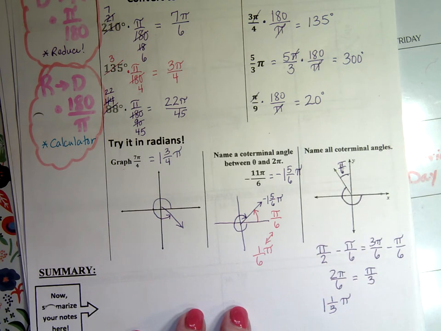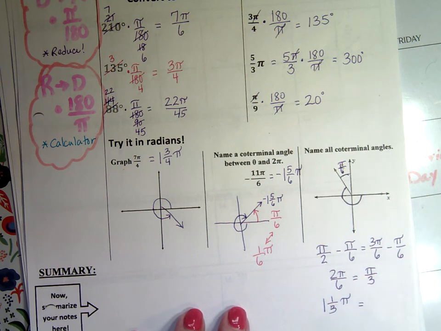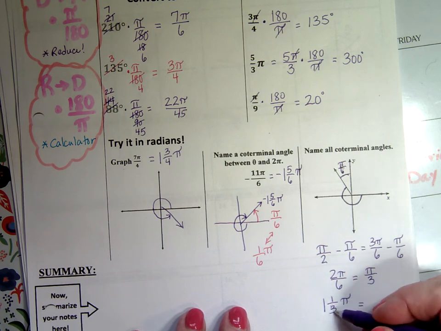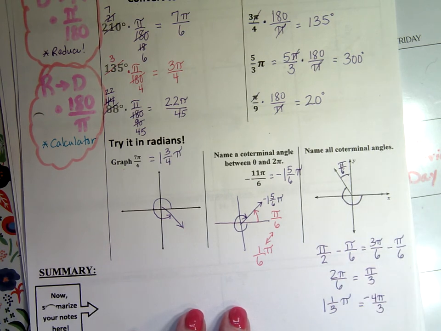What direction did I go in? I went in a negative direction, right? Well, 1 and 1/3 would be 1 times 3 plus 1. This would be the same thing as 4 pi over 3 in a negative direction. Whew! All of that to get that angle.